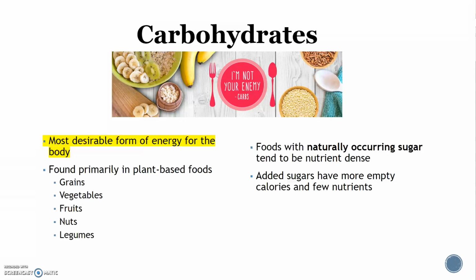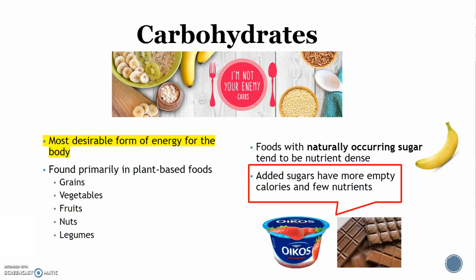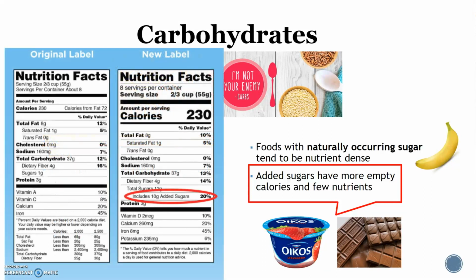Carbohydrates. Carbs are the most desirable form of energy for the body. They're found primarily in plant-based foods, grains, vegetables, fruits, like we just talked about, and they're also found in nuts and legumes. Foods with naturally occurring sugar tend to be more nutrient dense, like bananas naturally has sugar. There's also something called added sugars, which have more empty calories and fewer nutrients typically. When you're looking at food labels, pay attention to that added sugar section. We do want to make sure that we are avoiding added sugar as much as we can.